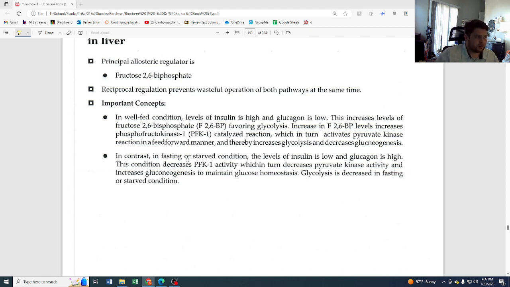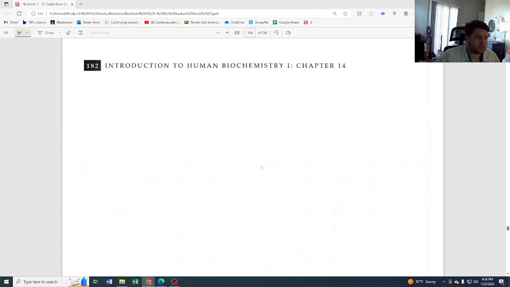In contrast, in the fasting or starved condition, the levels of insulin are low and glucagon is high. This condition decreases PFK1 activity, which in turn decreases pyruvate kinase activity and increases gluconeogenesis to maintain glucose homeostasis, and glycolysis is decreased in the fasting or the starved condition.